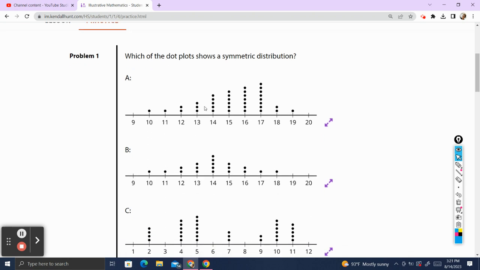This one has a tail over here, but doesn't really have a tail on this side, so I'm going to cross it out as one of my options. This one over here has a nice tail and a nice tail. This looks like it's a good option, so I'm going to put a check next to it.